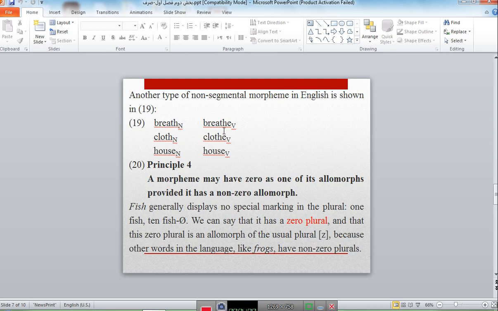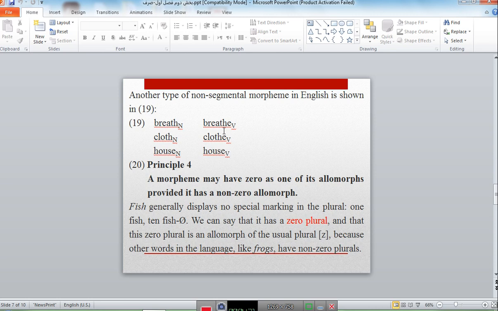Although principle 3 says that we can apply the term morpheme to the non-segmental alternations seen in the previous examples, doing so is awkward. Pairs like run, ran, and breath, breathe are more easily explained as processes, not as concatenations of morphemes. In the next chapters, we will further address this issue. So this is principle number 3.